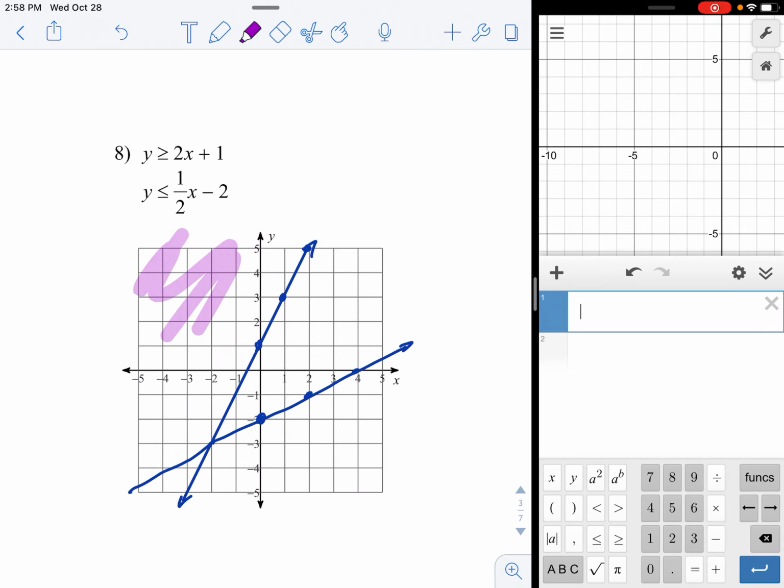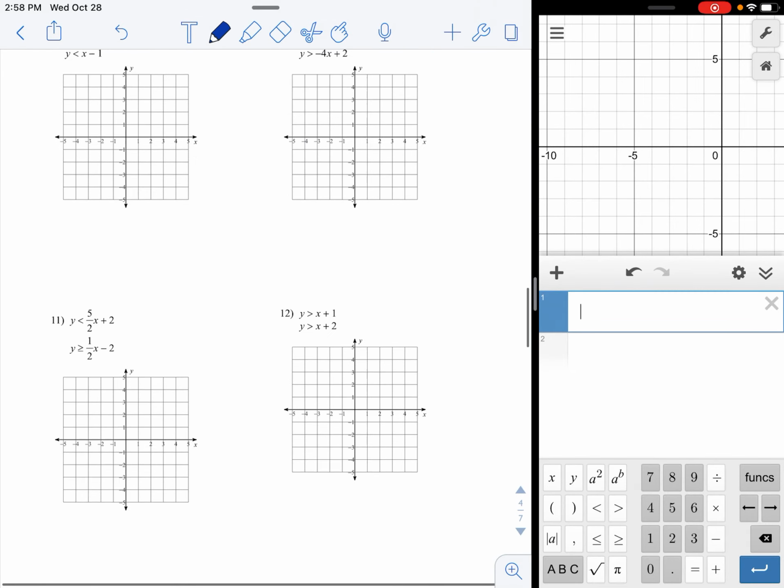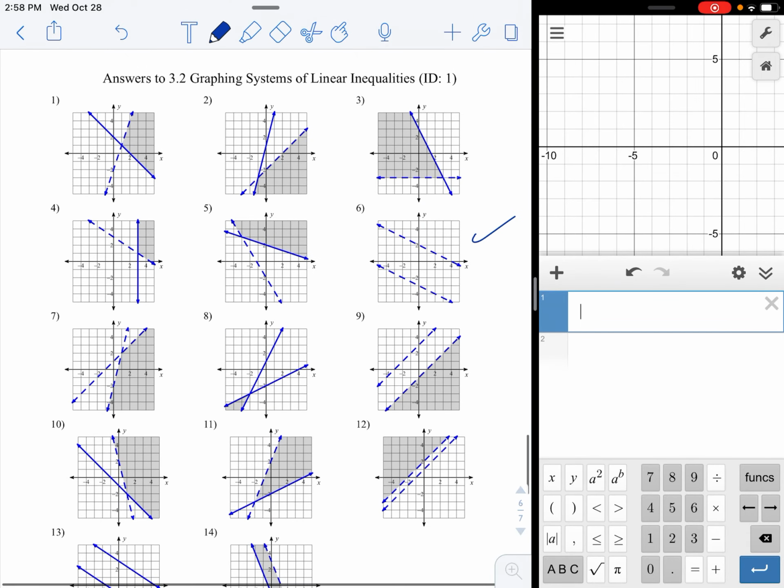And I think you can see down here is where they overlap. So I have two solid lines, and that little narrow sliver in the bottom left corner is what gets shaded in. See if number 8 is right. And there it is.